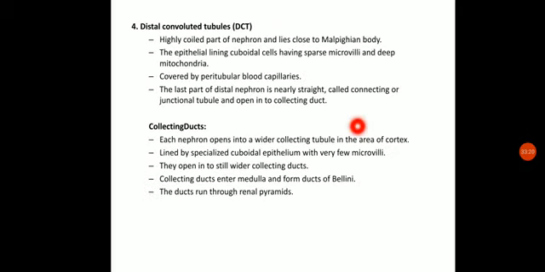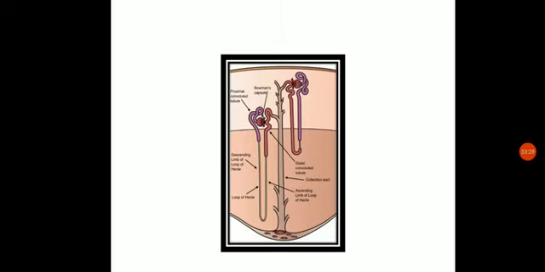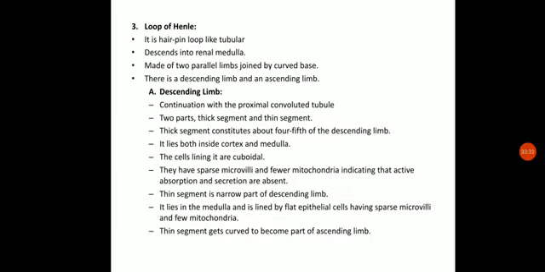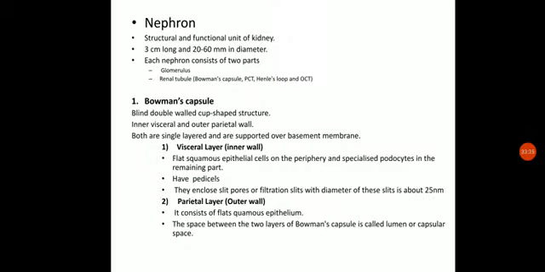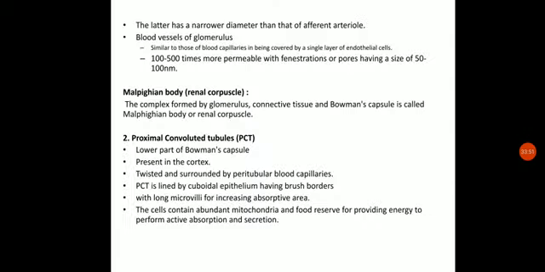Next, the last part of the distal nephron is nearly straight, called the connecting or junctional tubule, and it opens into the collecting duct. So you can see once it is basically formed. So the last one, this is the part of the DCT which will be properly straight in nature. This is the last part of the DCT. This is the one which is responsible for connecting to the collecting tube. This is connecting between the nephron and this collecting tube, and it is normally straight in nature.